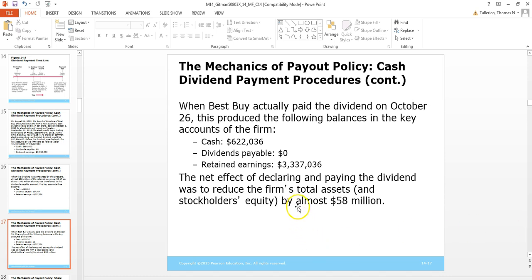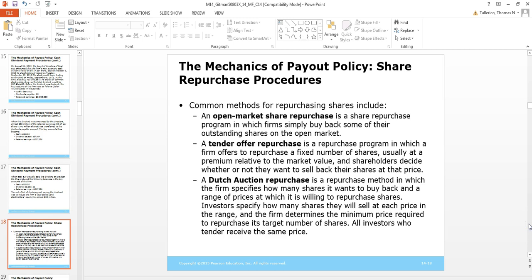So by paying the dividend, the firm's total assets and stockholders' equity decreased by about $58 million. Just remember, though, on a balance sheet, the cash had to be taken into account on the asset side, and the liability side had to be balanced. What you do on one side, you have to do on the other. You subtract off one side and subtract off the other.